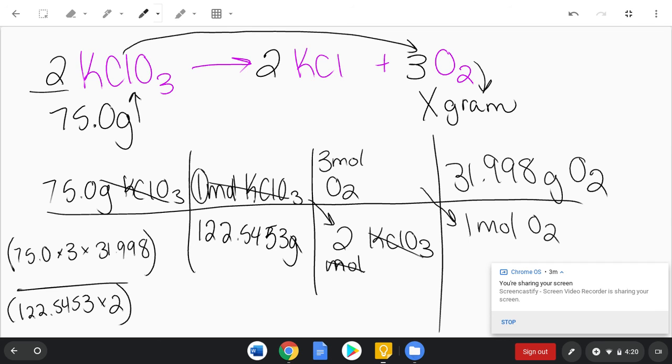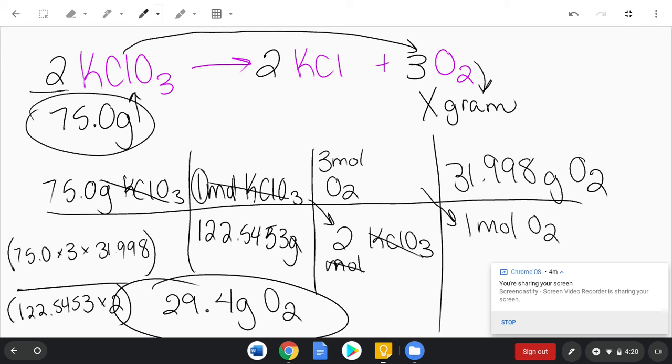I'm going to get my answer, and then the last thing I'm going to do is round for significant figures. And my significant figures I'm going to look at are these 3 that I started with. So I started with 3, I need to end with 3. So I get a total of 29.4 grams of oxygen. So if I start with 75 grams and it breaks down into its parts, I can make 29.4 grams of oxygen gas.